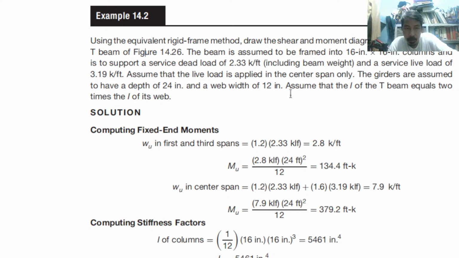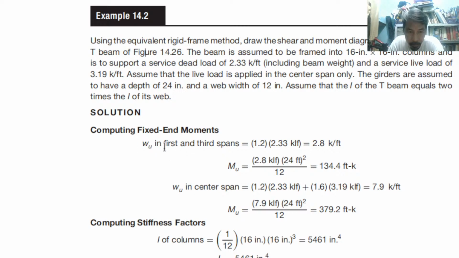Assume the live load is applied in the center span only. The girders are assumed to have a depth of 24 and a web depth of 12. Assume that the I of the T-beam equals 2 times the I of its web. Let us proceed computing fixed end moments.